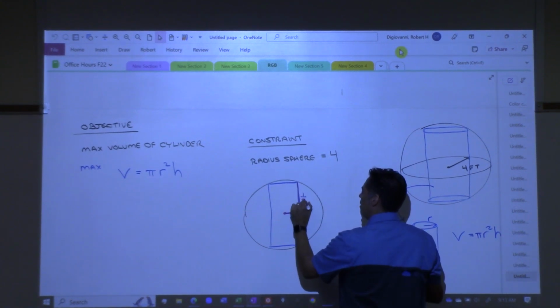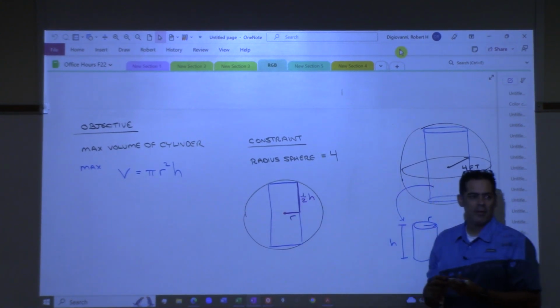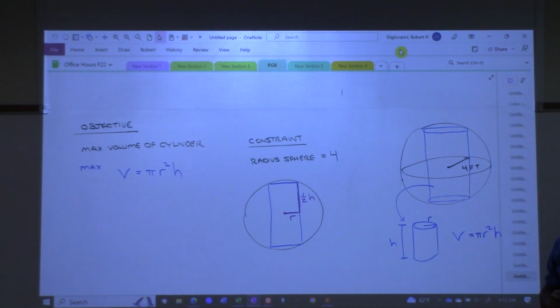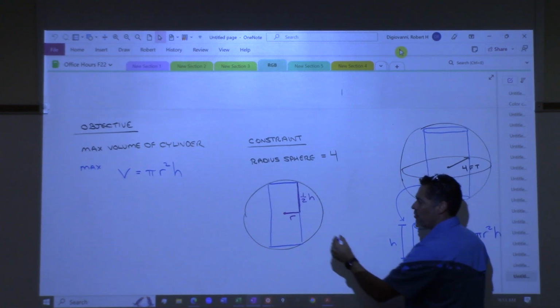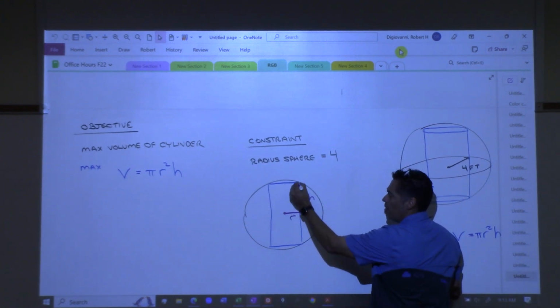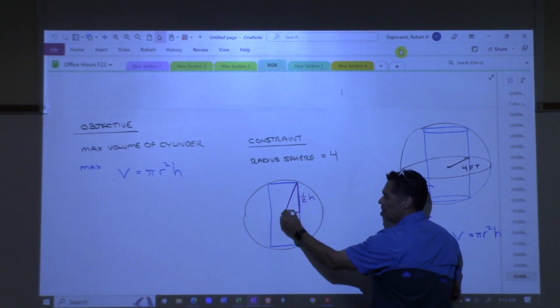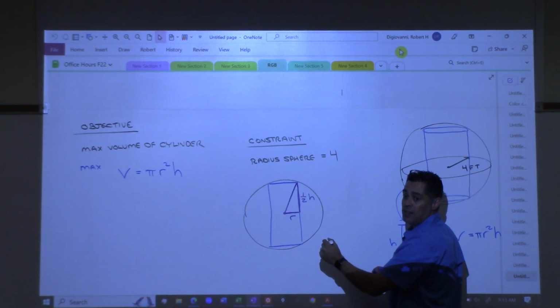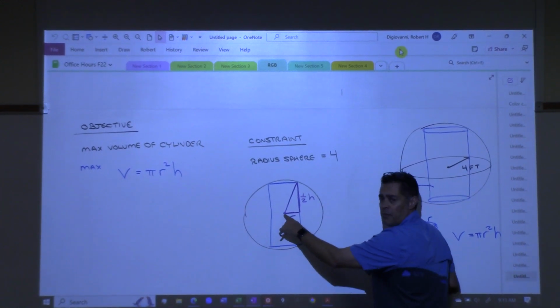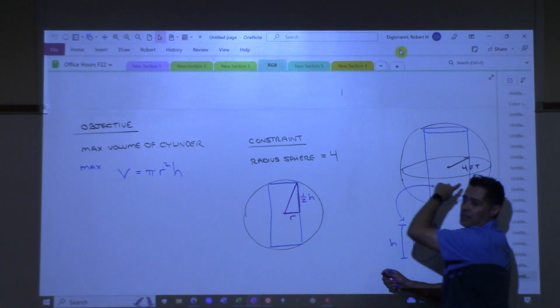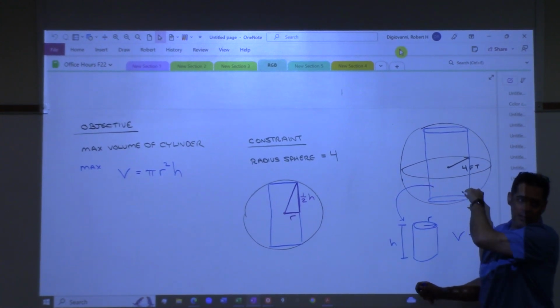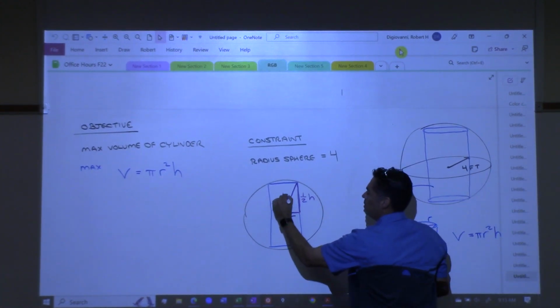Now you might be saying, well, what are you doing, right? I'm about to make a triangle. Do y'all see where my hypotenuse is? Hypotenuse goes from the center to that corner. And do you know that side? What is it? It's the radius of the sphere, right? Because this point goes from the center to the edge of the circle. To the edge of the circle is the same as the edge of the sphere. So that's 4. Does everyone see that?